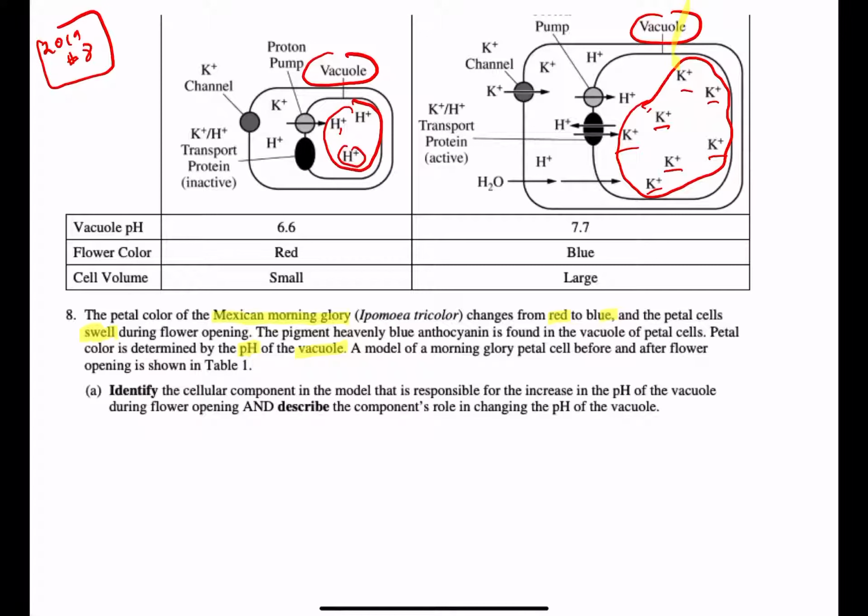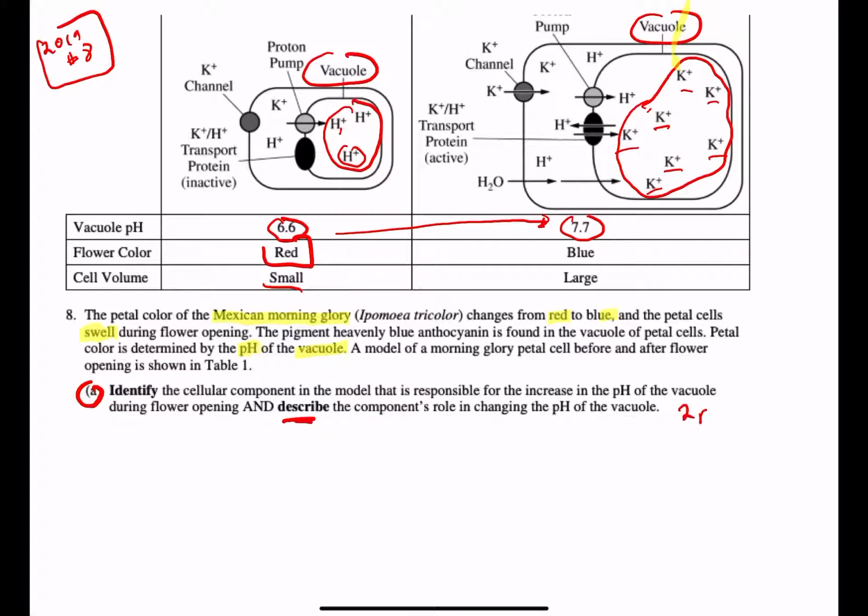So it tells us the vacuole pH initially is at 6.6. It increases up to 7.7. The flower color was red, it changes to blue, the cell volume is small, and then it goes to large. For this one, one of the questions gets cut off on my picture, but we'll add it. So for part A, it says: identify the cellular component in the model that is responsible for the increase in pH of the vacuole during flower opening, and describe the component's role in changing the pH of the vacuole.